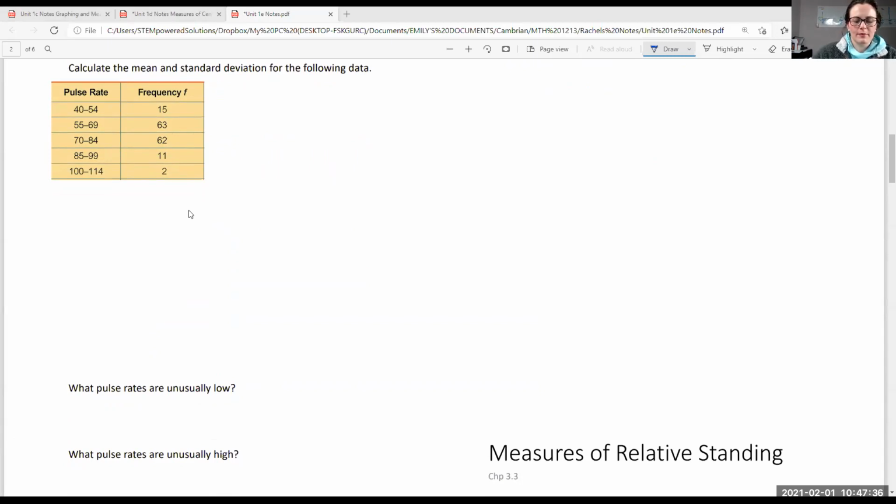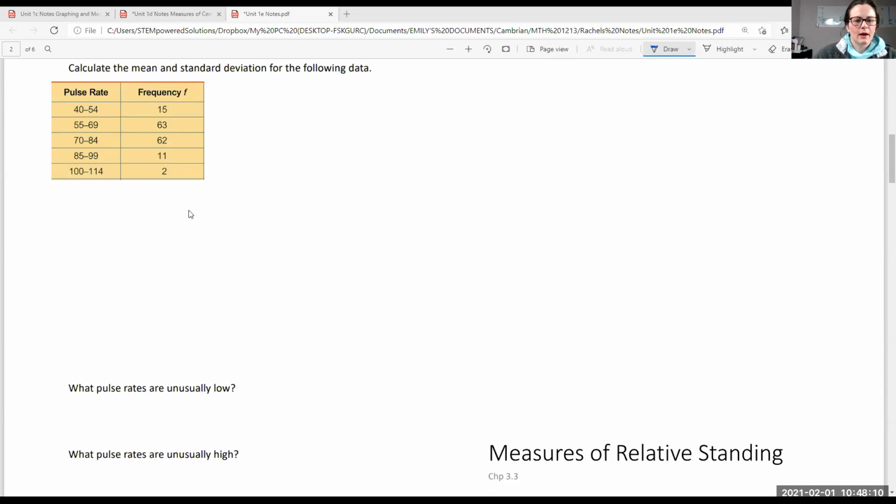Then I'm going to calculate my midpoint. Then I'm going to enter in my frequency distribution table. So this is how we're going to calculate the mean and the standard deviation for the following data, right? So we're going to need to know what the lower class is, which is 40, 55, 70, 85, 100, okay? The upper class is 54, 69, 84, 99, 114.